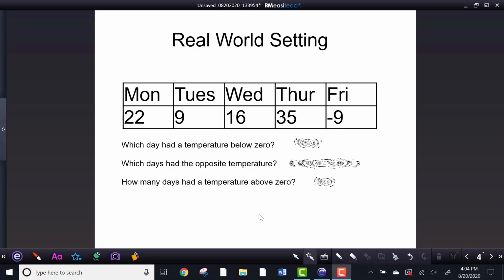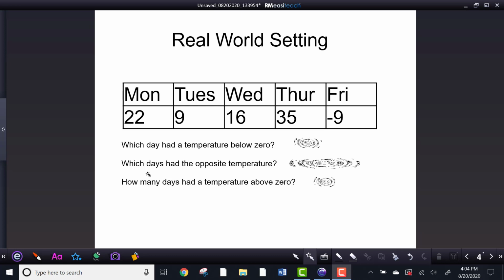So let's take a look at this concept in a real world setting. So what we have are temperatures for Monday, Tuesday, Wednesday, Thursday, and Friday of the week. And we can see they are all integers because they are either positive or negative whole numbers. And we can see we have some positive numbers and a negative number.